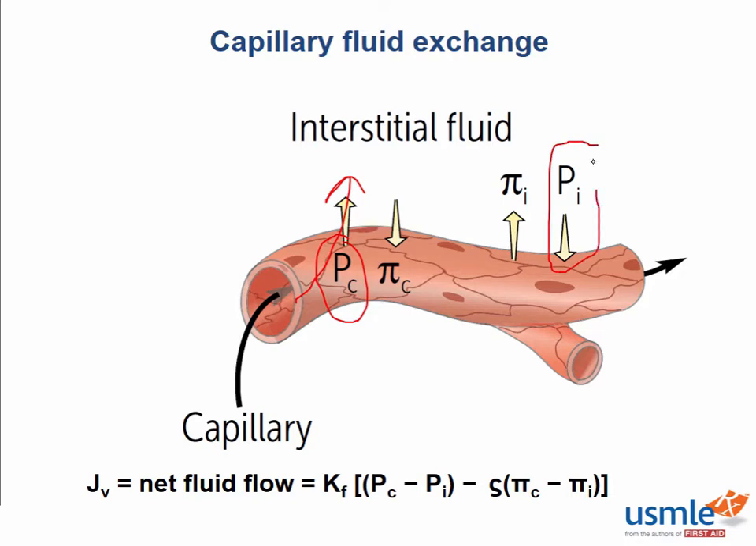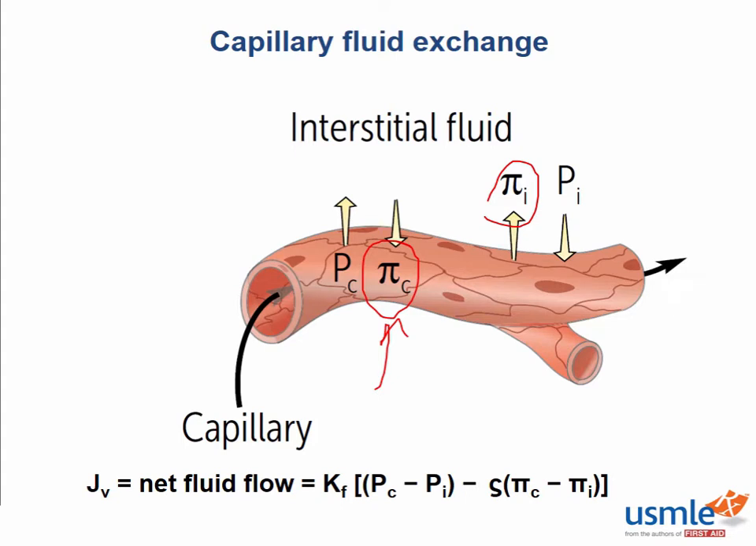Then we have the hydrostatic pressure of the interstitium pushing fluid back from the interstitial fluid into the capillary vascular space. As mentioned, hydrostatic pressure of the capillary is usually much larger than the hydrostatic pressure within the interstitium. The oncotic pressure is denoted by the pi symbol here, and we can see the oncotic pressure of the capillary network as well as the osmotic or oncotic pressure of the interstitial space.